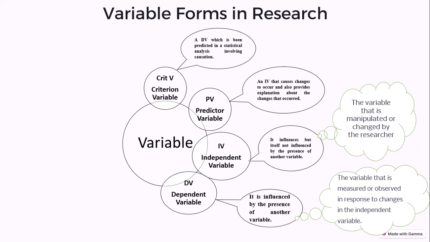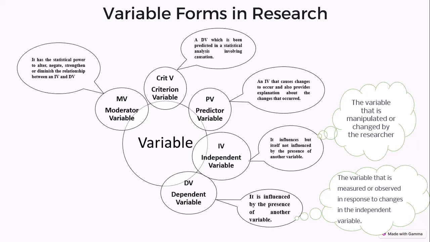In some research you have independent variable and dependent variable, in some other research you have predictor variable and the criterion variable. So we also have moderator variable. This kind of variable has the statistical power to change the nature of a relationship between the independent variable and the dependent variable. It can also negate it by reducing the strength of the independent variable. It can as well strengthen the relationship or diminish the relationship between the independent and the dependent variable.